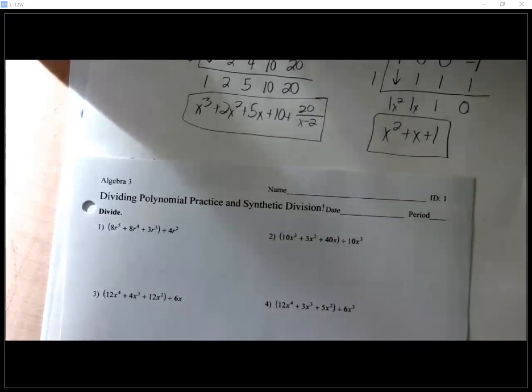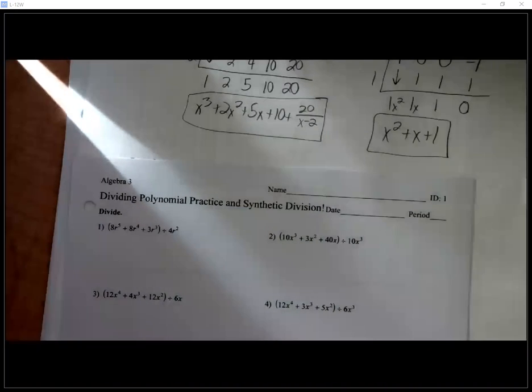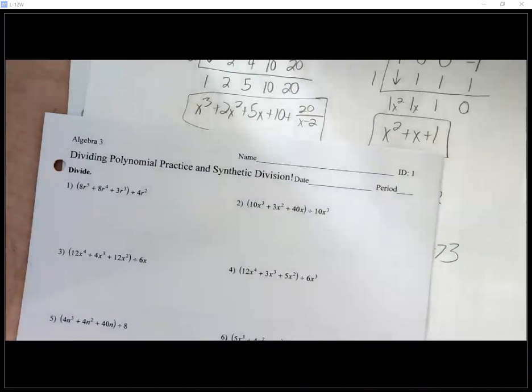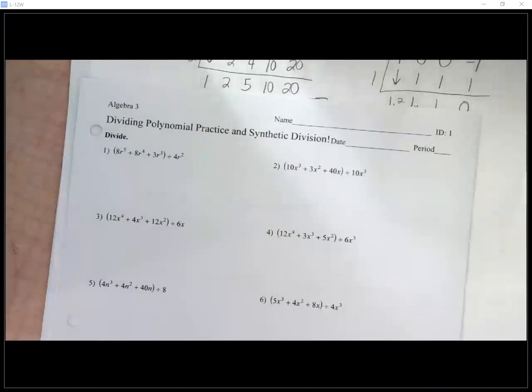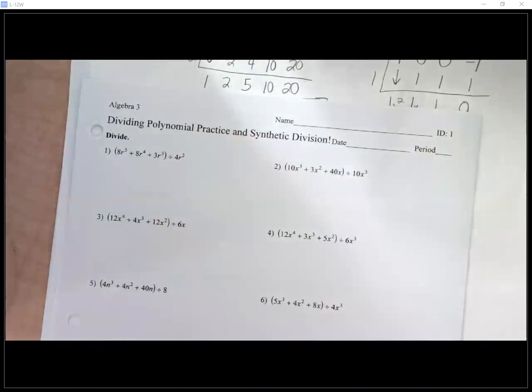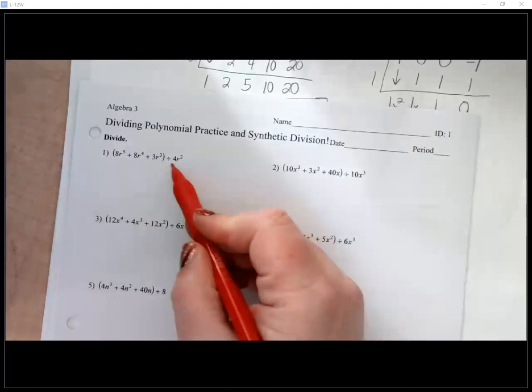Okay, everybody. If you take a look at 1 through 6 here, they want you to divide these, but you're only dividing by a monomial. Do you remember how to do that? It's easier than you think. If I have a polynomial here and I want to divide it by this monomial, anybody remember?